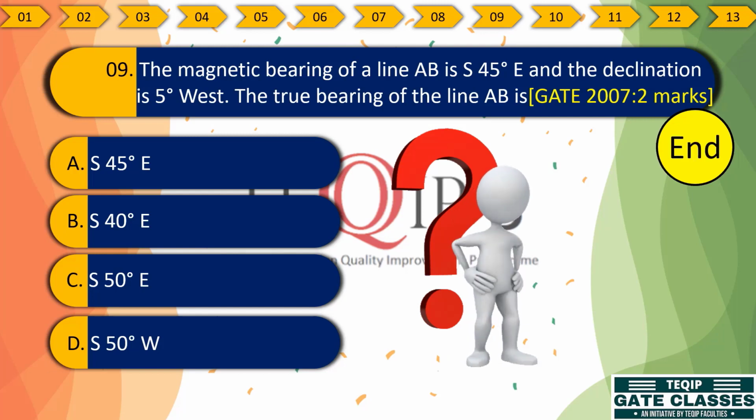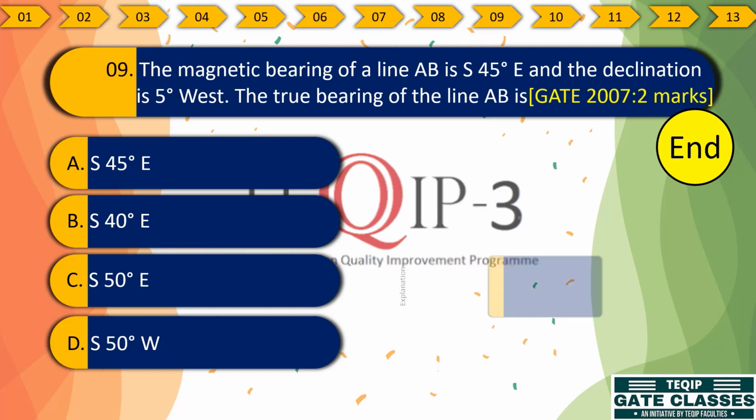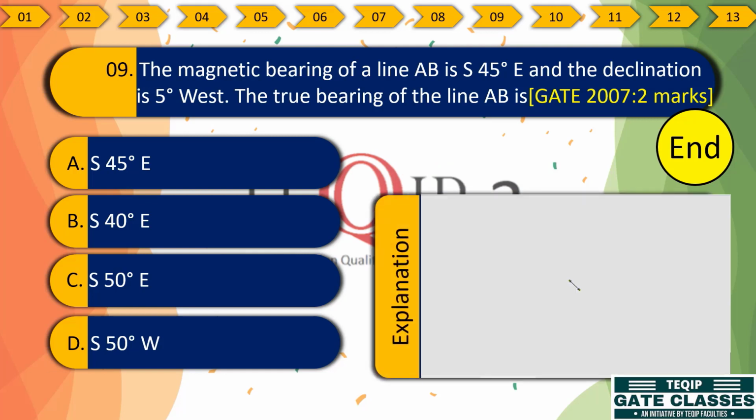So come to the explanation part. Look at this video. Here, first we draw the coordinates, that is north, east, south and west. Here AB is the line whose magnetic bearing is south 45 east. So magnetic bearing of line AB is south 45 degree east. Here the declination is 5 degree west.